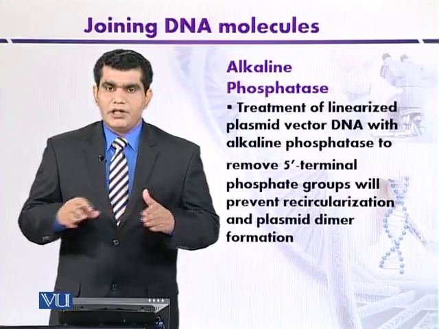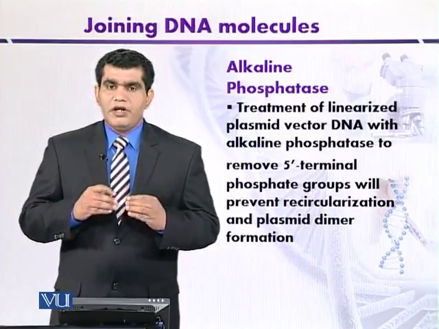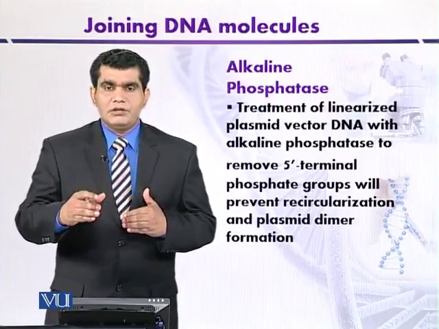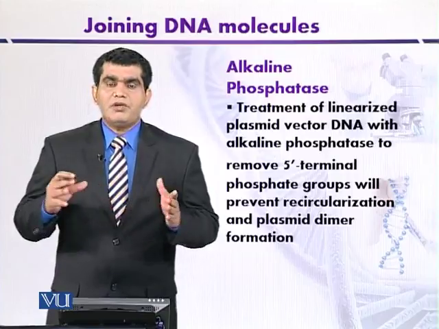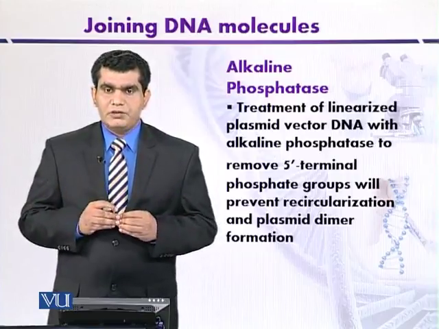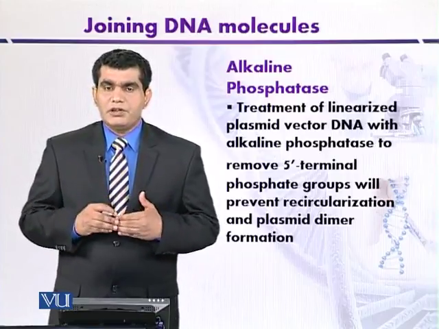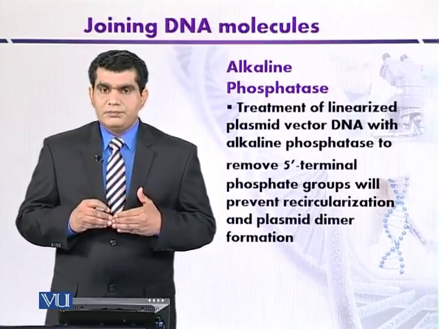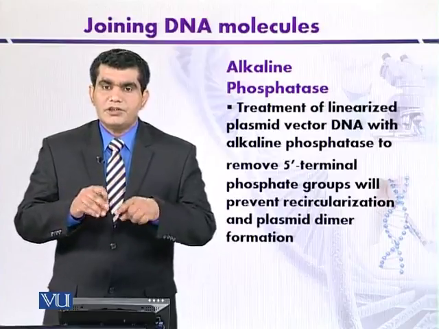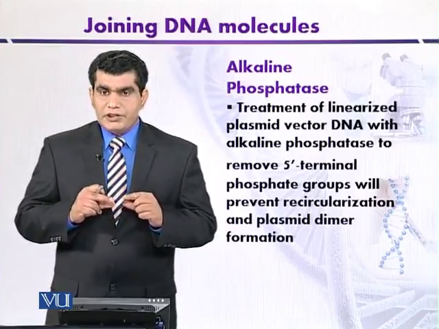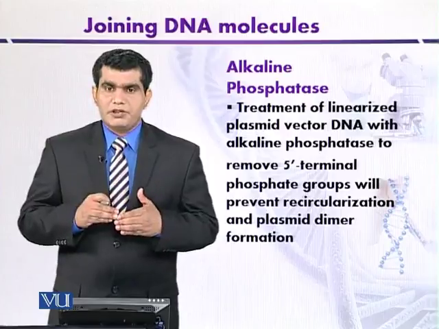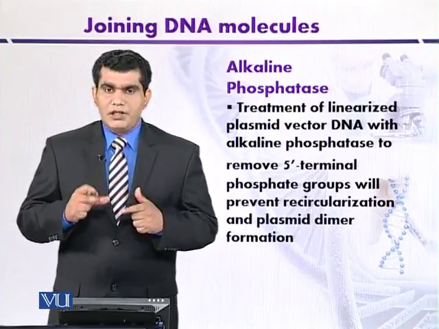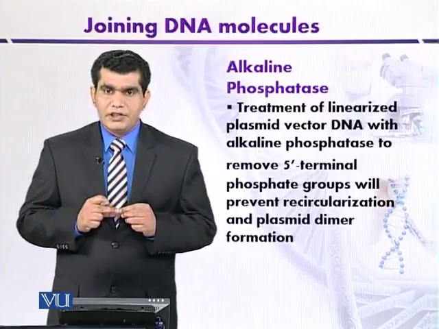or will not ligate. And even one plasmid cannot ligate with another digested plasmid, so dimer formation is also prevented. So by treating with alkaline phosphatase, one can prevent the recircularization of the vector DNA as well as the dimer formation. Dimer means that two plasmids will not ligate, even if they have sticky ends.